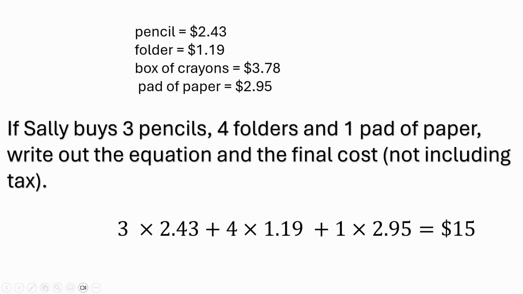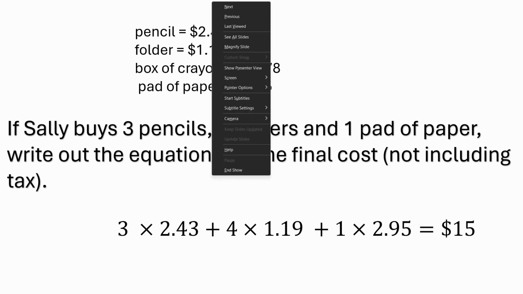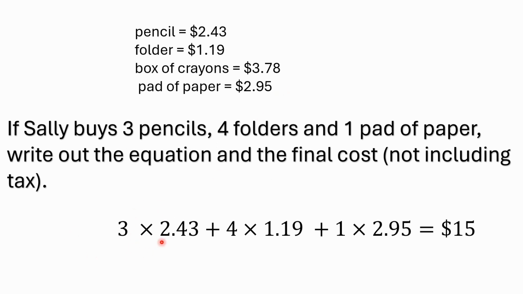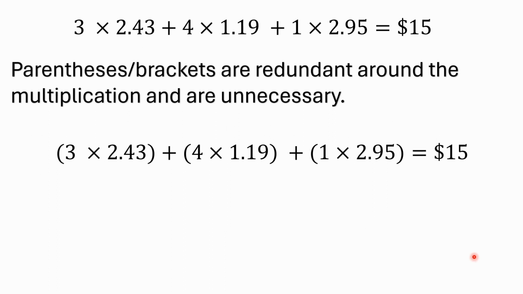And when you look at the equation, let me get a little pointer going here, a laser pointer. So this could basically also represent the order that the items are being scanned at the register. The cashier sees that you have a pencil and the cost of a pencil is $2.43 and it's multiplied by 3. So first they're scanning the pencils, then scanning the folder, and then scanning the pad of paper. And then the final cost is $15, which makes sense.